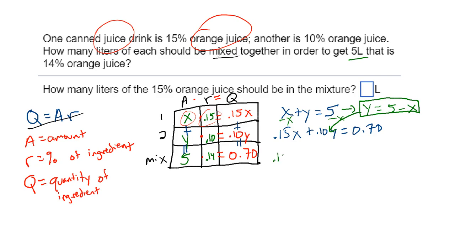So I'm going to have 0.15x plus 0.10, and in place of y, I'm plugging in 5 minus x, and then equals 0.70. Let's try that again, 0.70. Now we'll solve this equation for x. We'll start by distributing the 0.10 into the parentheses.